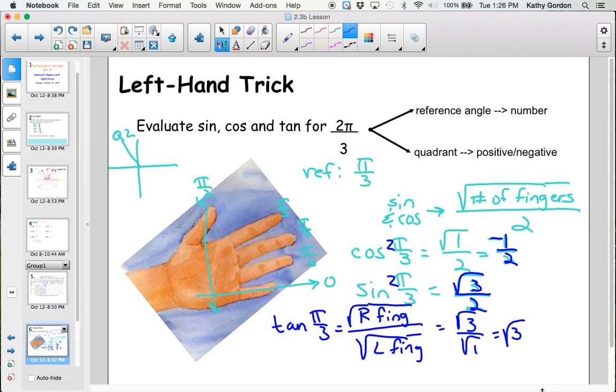And if I wanted to find something really funky, like what's the secant of 2 pi over 3? Well, secant is related to what? Cosine. So find cosine first. That's the easy one. Cosine, okay, there. Now, take the reciprocal of it, you got secant. Boom, done. I don't have to memorize secant. I just need to know how to get secant.